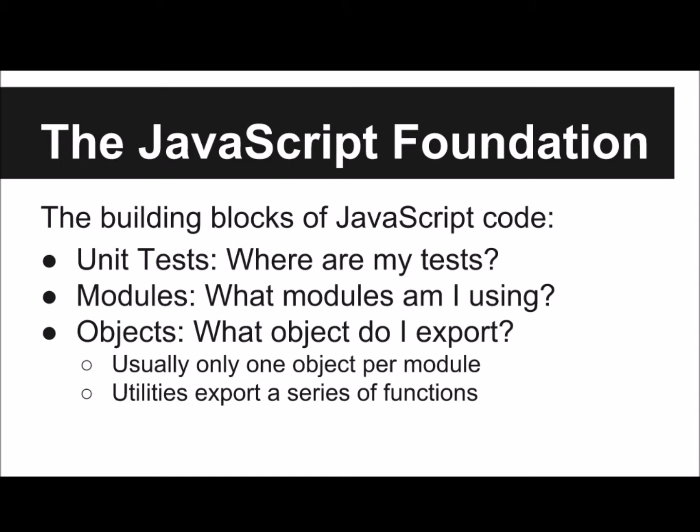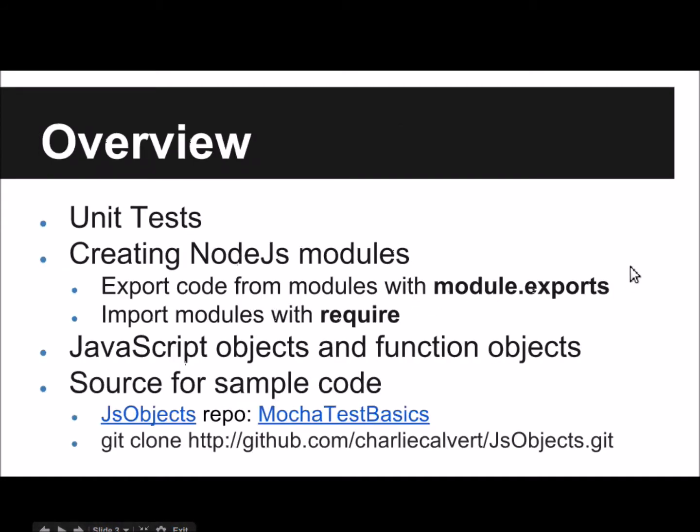Now there might be cases, particularly when you're building a set of utilities, where you might export a series of functions rather than a single object from a module. The point of this deck is to make all this clear, to talk about the relationship between unit tests, modules, and objects, and how you define your unit tests, how you build modules, and how you create your objects. So here's an overview of all those major points.